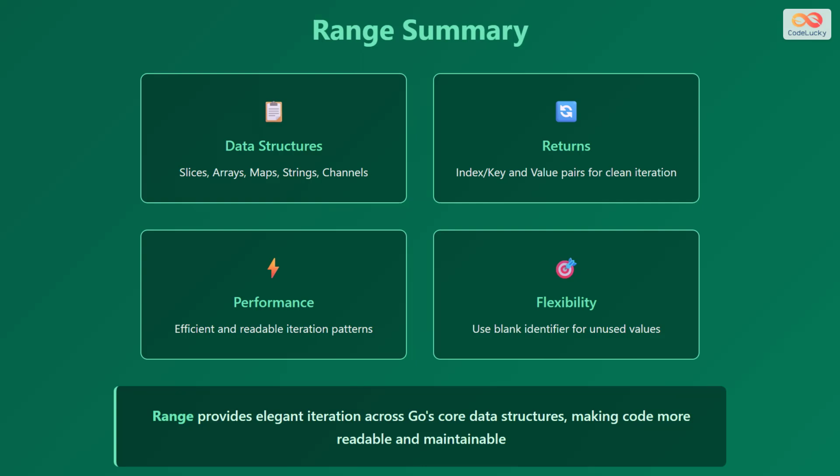In summary, the range keyword in Go provides a convenient way to iterate over various data structures, including slices, arrays, maps, strings, and channels. It returns index or key and value pairs for clean iteration, offering efficient and readable iteration patterns. Remember to use the blank identifier for unused values to maintain code clarity. Range provides elegant iteration across Go's core data structures, making code more readable and maintainable.